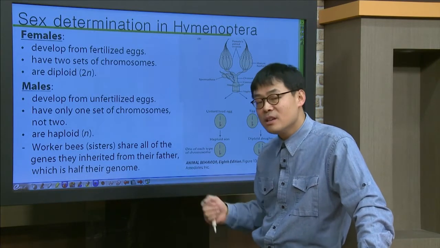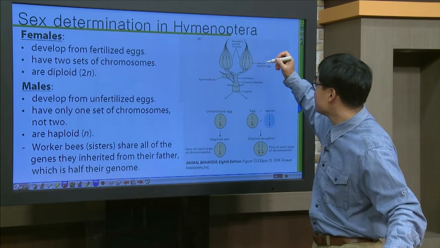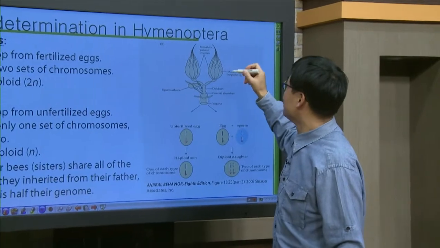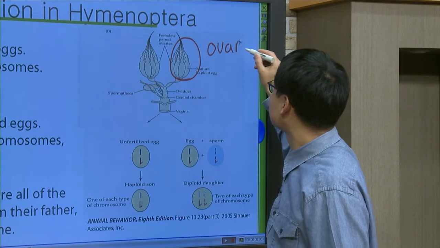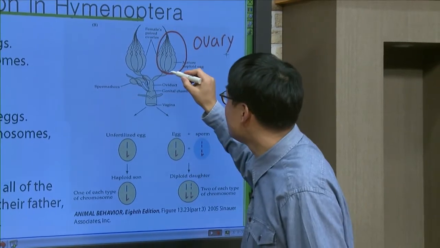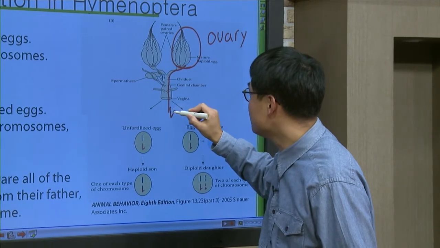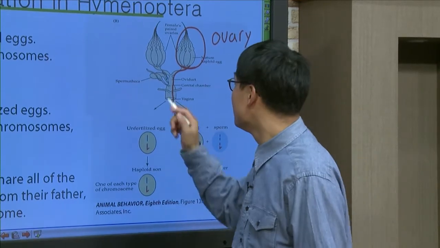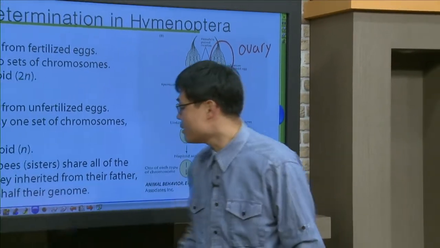But that's very different in Hymenoptera, like in bees. This is the internal organs of a honeybee. This is the ovary. That's where you develop the eggs. Once the egg is developed, then it passes down the oviduct, then you are laid out. But they also have the organ called spermathecae right here. I may use a different color here.